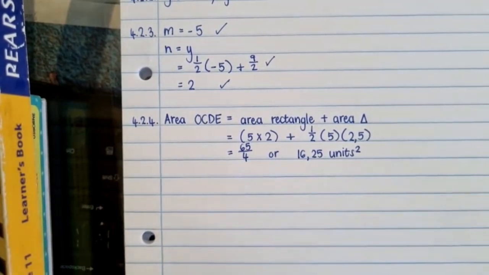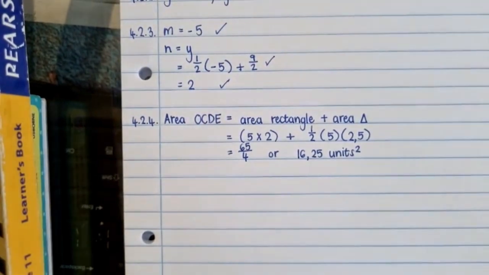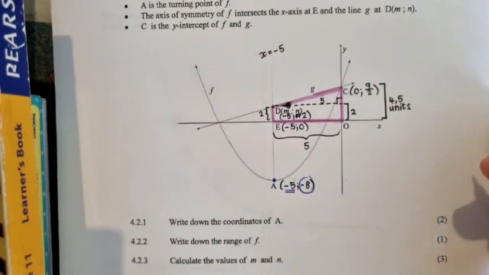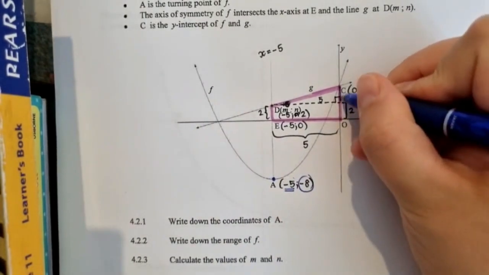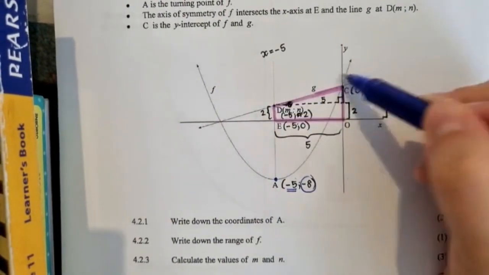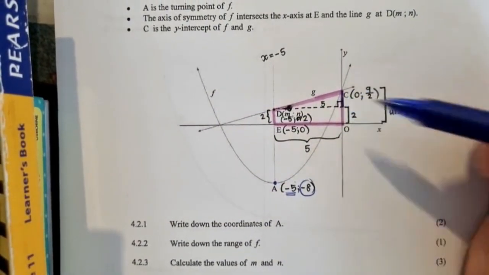Why is it 2.5? Okay, I'll show you now again. So the 2.5, thank you. The 2.5 is referring to this part, the part that I'm shading in blue there, because that is the perpendicular height of the triangle. So when we do the rectangle and the triangle separately, we do have to get that.